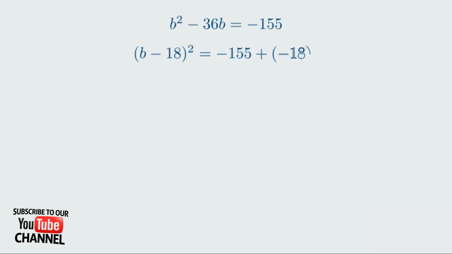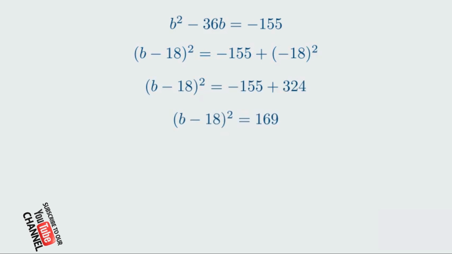Now we need to solve the quadratic equation b squared minus 36b plus 155 equals 0. We can do this by completing the square. We rewrite the equation as b squared minus 36b equals negative 155. To complete the square, we take half of the coefficient of b, which is minus 18, and square it, which is 324. We add 324 to both sides of the equation. This gives us the perfect square, b minus 18, squared on the left, and 169 on the right.